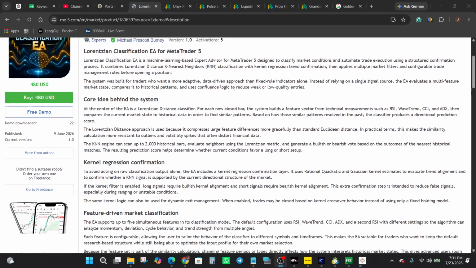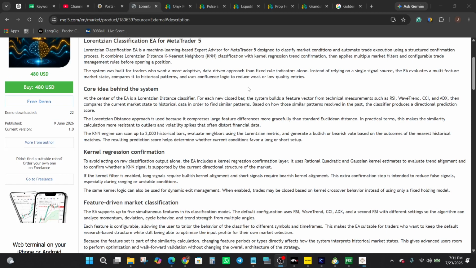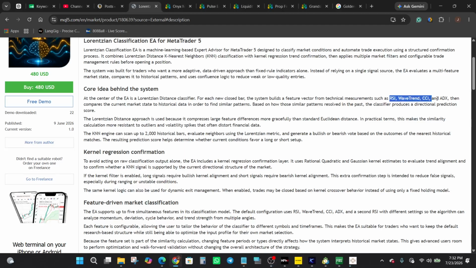As we scroll down the description, the developer lays out the primary architecture. At the core is the Lorentzian Distance classifier. On every closed bar, the EA builds a feature vector using up to 5 technical indicators. By default it looks at RSI, wave trend, CCI, ADX, and a second RSI, with different settings.